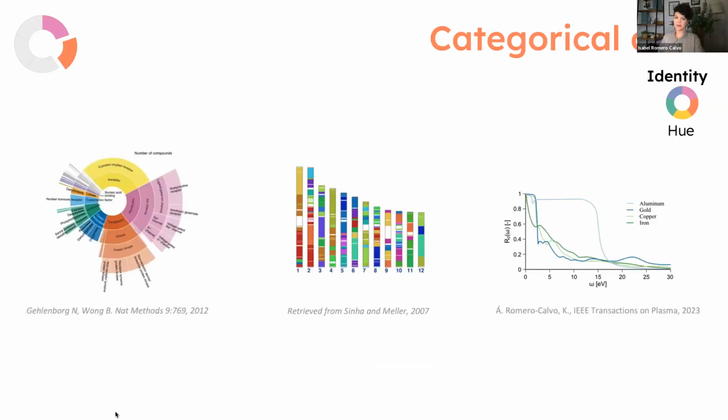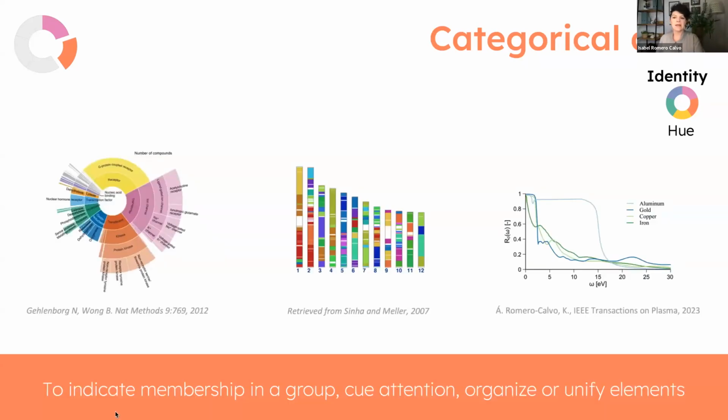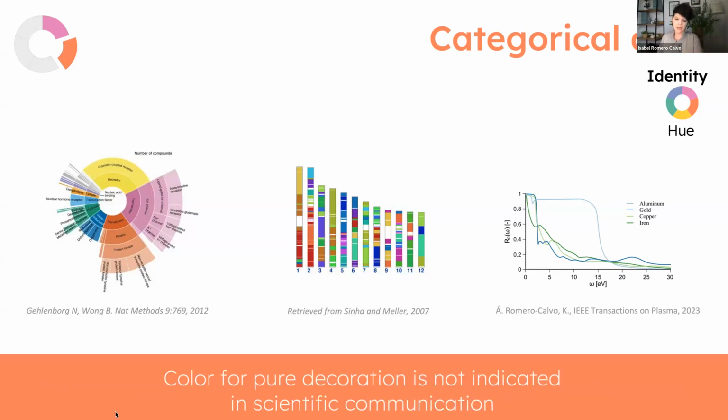Examples of categorical data, remember identity, hue are on the page. This type of data uses color to indicate membership in a group, to cue attention, to organize or unify different elements. Now, the limits between what works and what doesn't work are not very clear, but in some cases are really obvious. In the center of this page, we have an example.